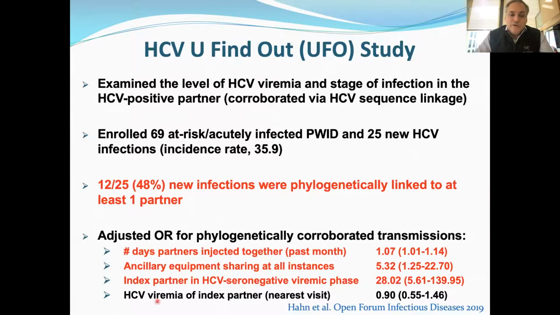Interestingly, HCV viremia was not also found to be associated. We would interpret that to mean that individuals in the acute phase of infection are more apt to transmit, although the fact that viral loads can fluctuate quite dramatically within the acute phase is probably why viremia fell out as a cofactor.